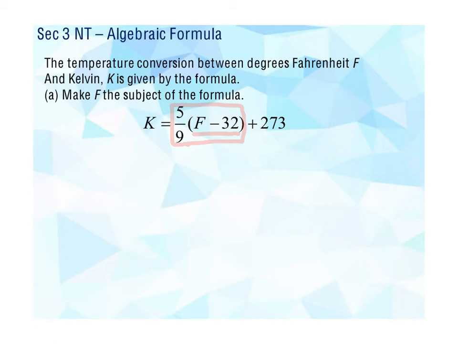I'll need to get rid of the outermost term, which is plus 273. So how am I going to get rid of positive 273? I need to do a reverse operation. So in this case, I will subtract 273 from both sides. Okay, please don't think that this is actually 273 times K. This is actually K minus 273 equals to 5 over 9 times the whole of F minus 32.